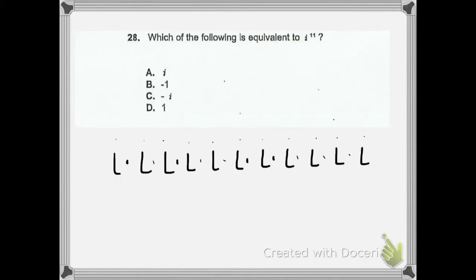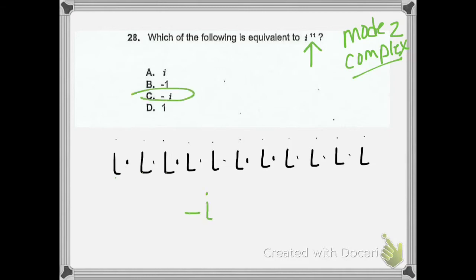Number 28. Which of the following is equivalent to i squared? Now remember, you need to be in mode 2 whenever you're doing i's or imaginary numbers, because that's your complex mode. It won't let you do powers larger than 2. So I wrote down i times i times i 11 times. So that tricked the calculator into doing that. And that's going to tell me that my answer is negative i. So my answer is C.